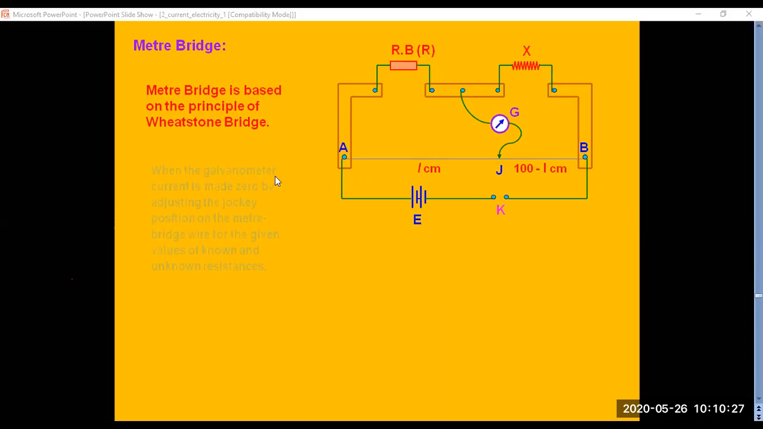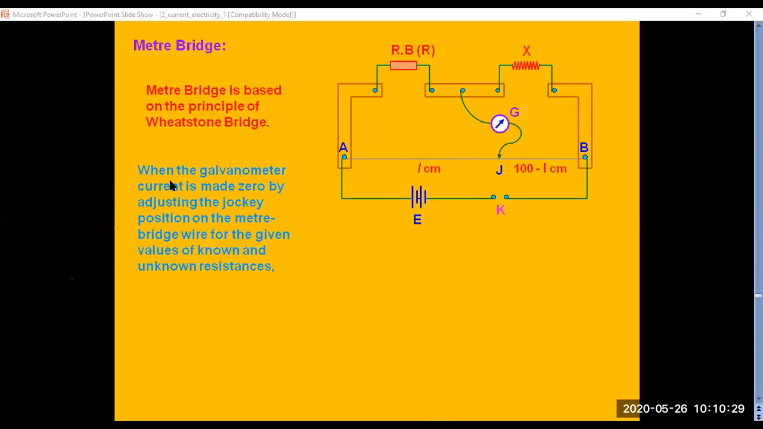So when you calculate this, read the point when the galvanometer current is made 0, that is, there is no deflection seen in the galvanometer, or the needle points to 0 by adjusting the jockey. The jockey is the thing that you slide over. The position on the meter bridge wire for the given values of known and unknown resistances will be calculated.